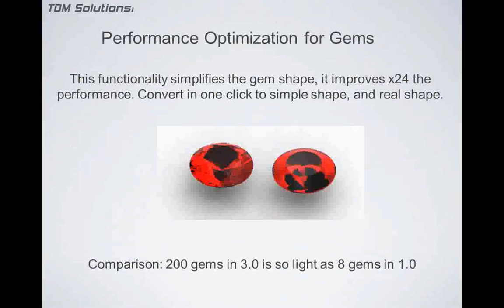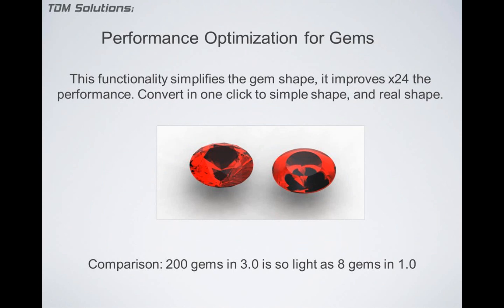Optimization for gems. We have a tool called Simple Shape Stones, and it allows to convert from real shape to simple shape. The idea is with one click we can change the shape from real to simple and from simple to real. And why we need this tool?